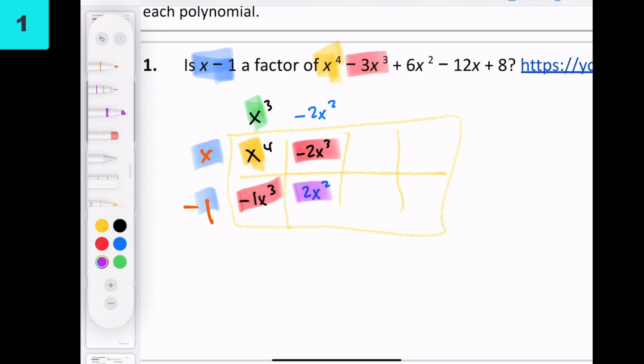2x squared plus something will equal 6x squared. That's going to be a positive 4x squared. Okay, now to get the number on top of the purple there, something times x will equal 4x squared. This will just be 4x. There on top, 4x times the negative 1 on the left side will equal negative 4x.